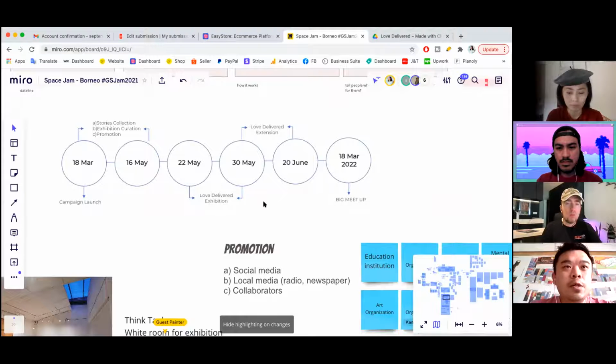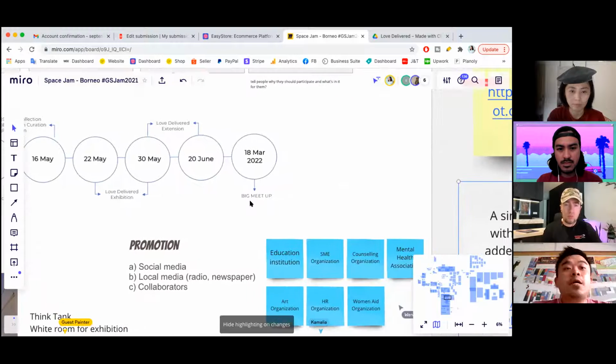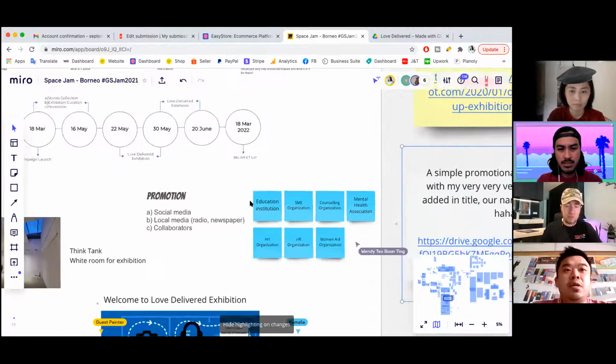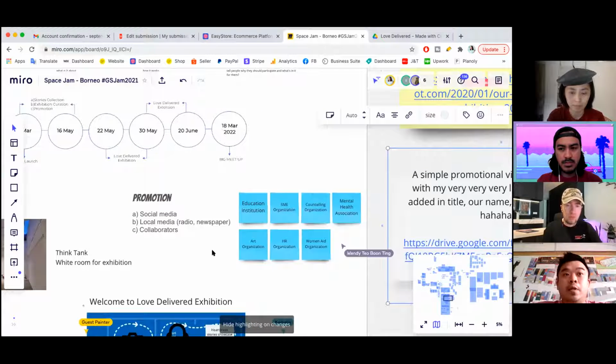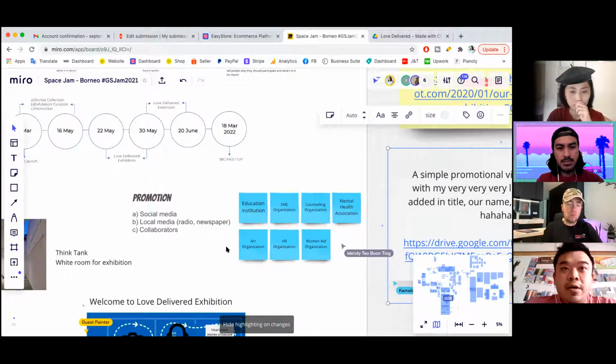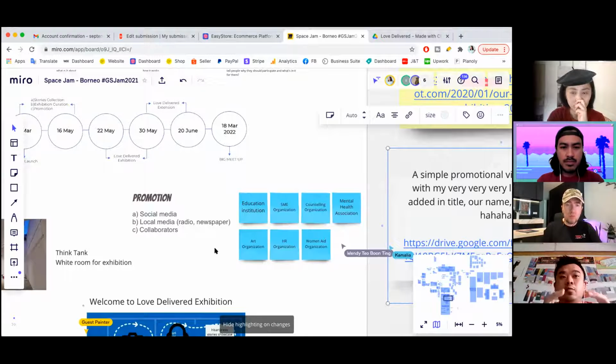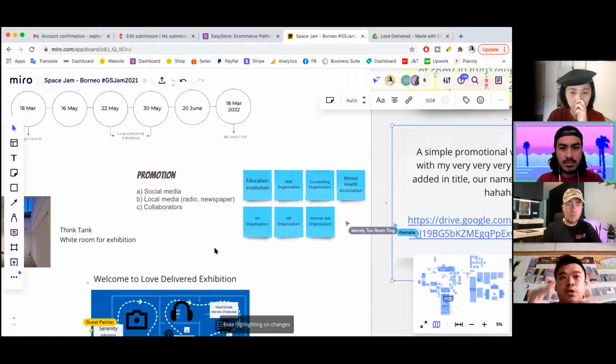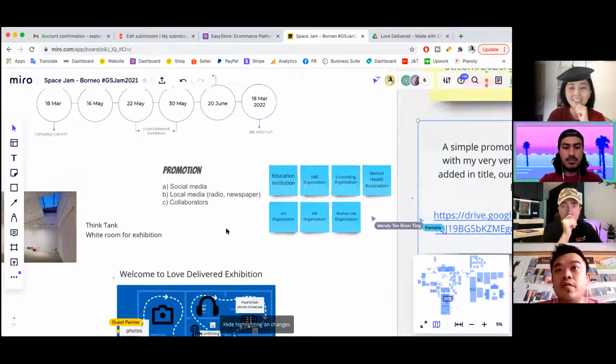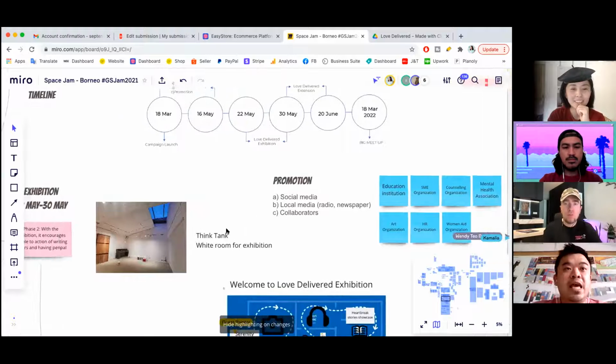All right, so how are we going to promote this campaign? First is, of course, through our social media, local media like radio station and newspaper, and most importantly through our targeted collaborators, for example education institutions, art organizations, SME organizations, HR organizations, Women's Aid Organization, and the Mental Health Association. These are very targeted collaborators. We're hoping to collaborate with them to reach a more targeted audience that way. All right, so now I'm over to Walid to go through the exhibition curation.